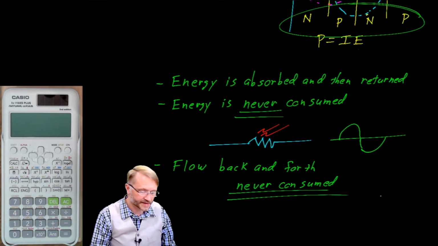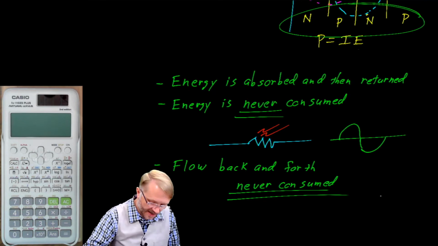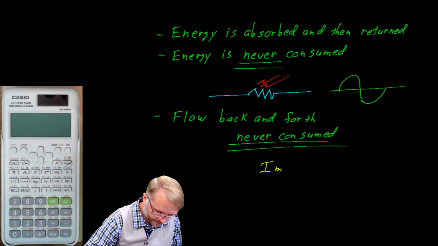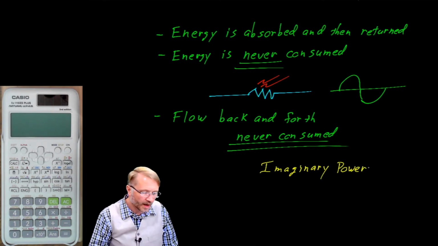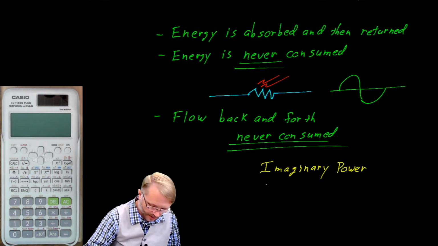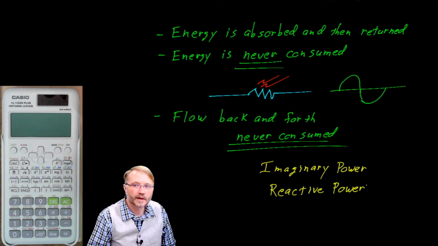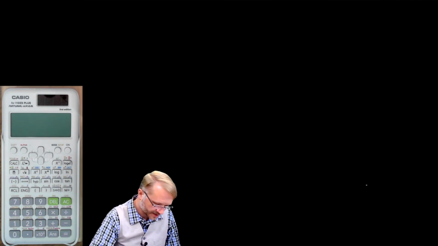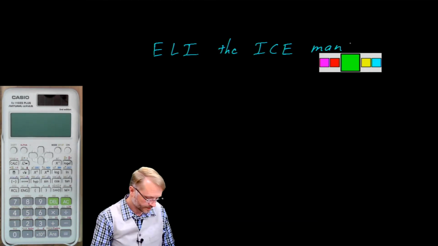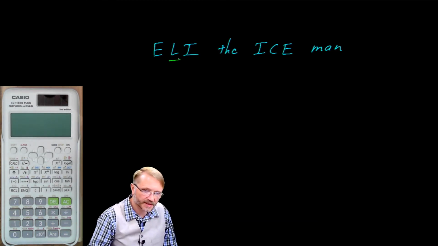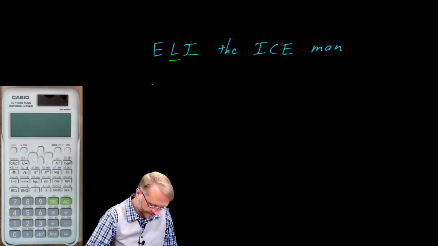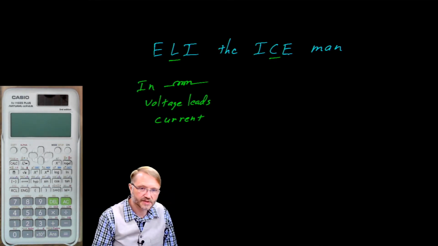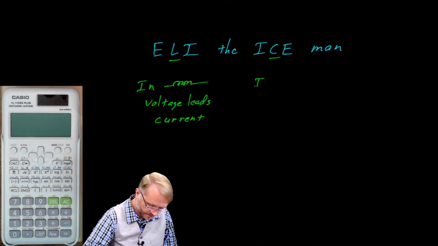We have a word for this, and that word is imaginary power, otherwise known as reactive power. At this point, we're going to go over all of the rules that allow us to work these problems. So we start with ELI the ICE man. In an inductive circuit, voltage leads current. In a capacitive circuit, current leads voltage.